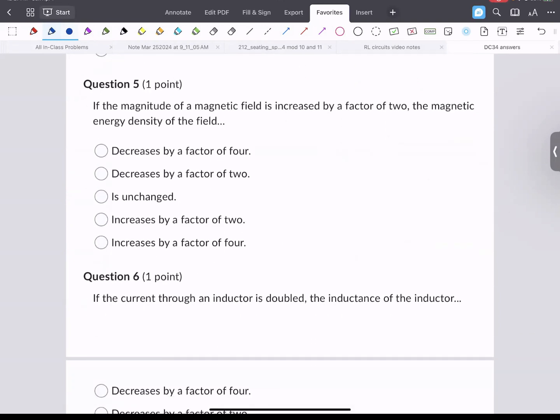Okay, so for this one, we want to know what happens to the magnetic energy density when the magnetic field is increased by a factor of 2. This is an equation from the previous videos: the magnetic energy density, U sub B, the energy essentially contained in a magnetic field, is equal to one half B squared over mu naught. So use that equation and you will be good to go.